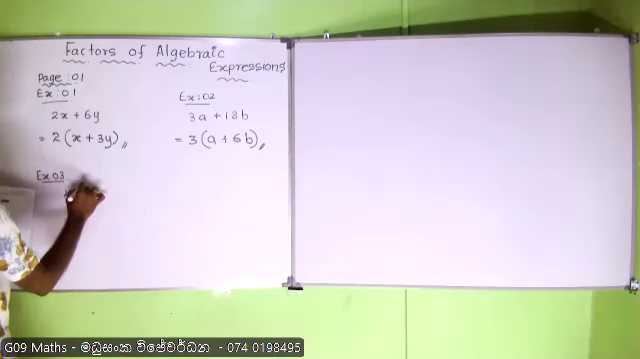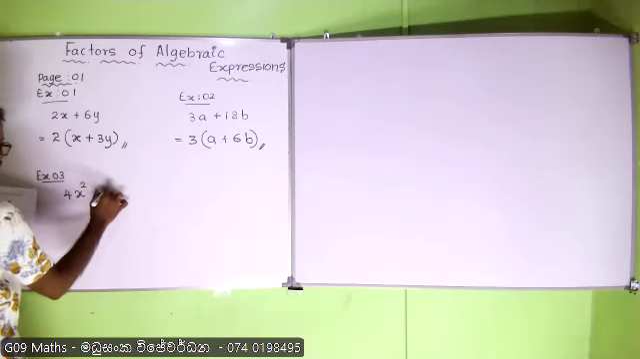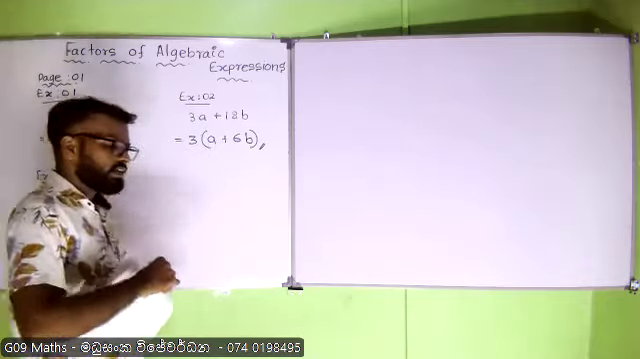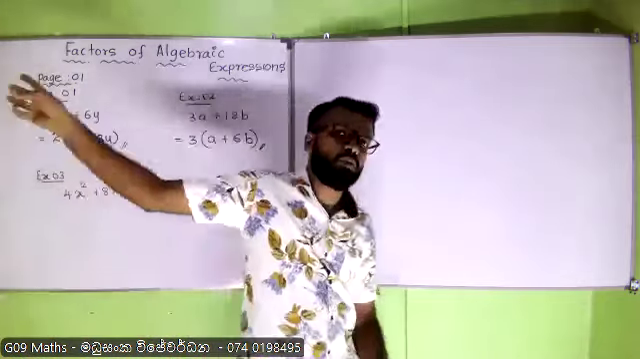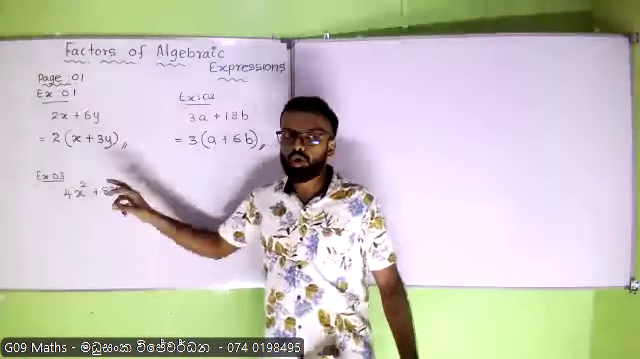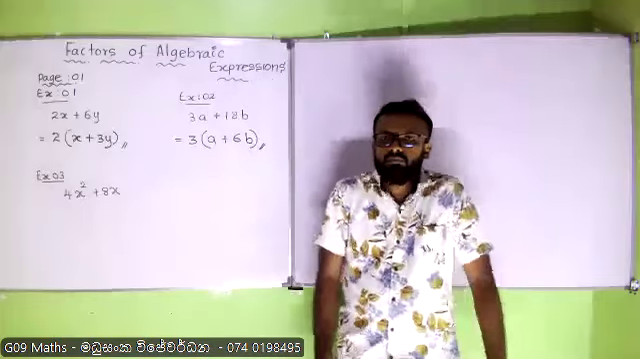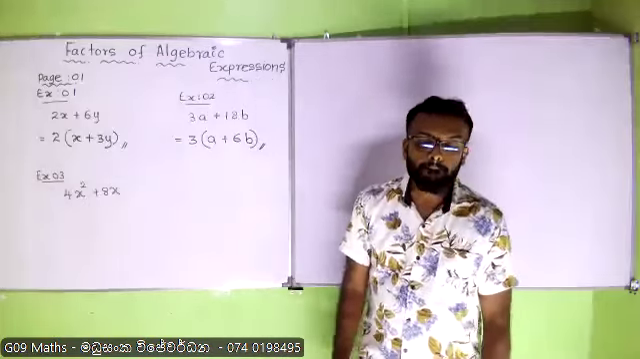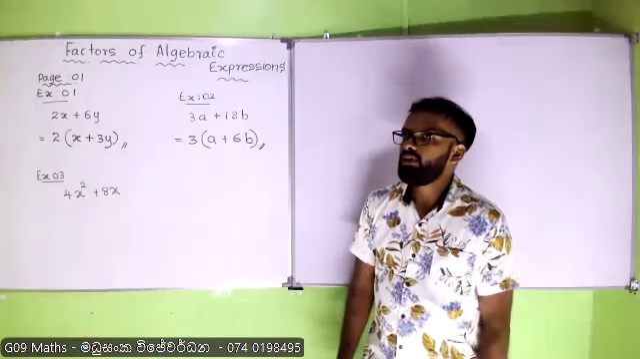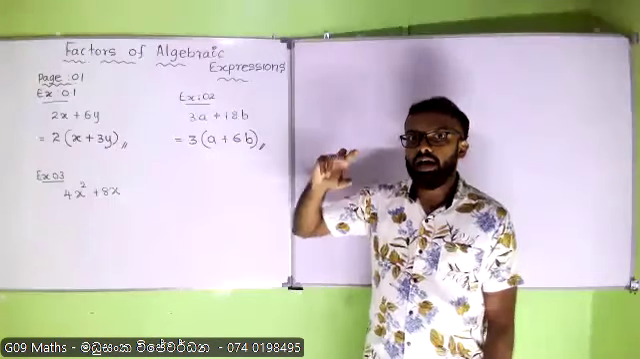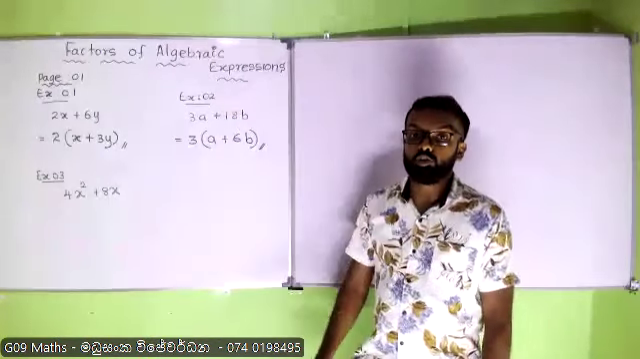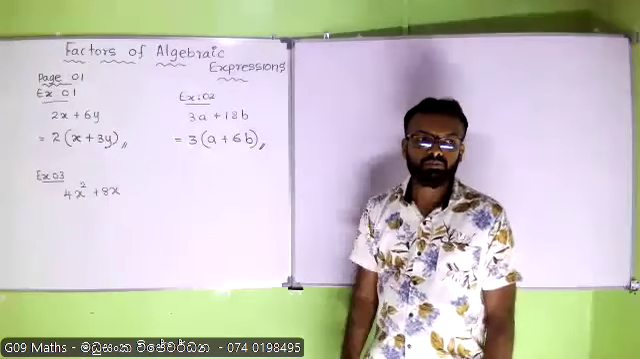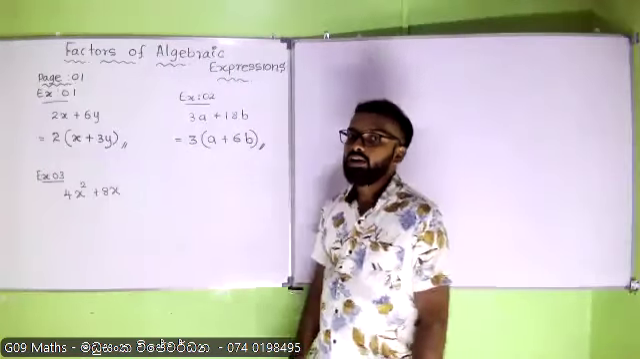4x squared plus 8x. Can someone tell me what are the factors that you are going to take out from these two? Can someone tell what is the common factor? 4 and x. There is a number and an algebraic term also, so I need to hear both. 4 and x.